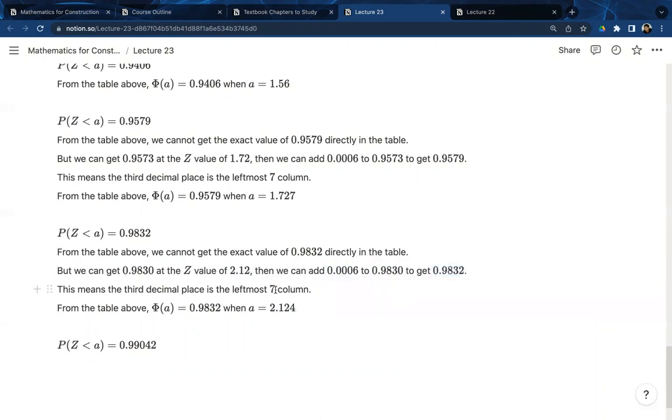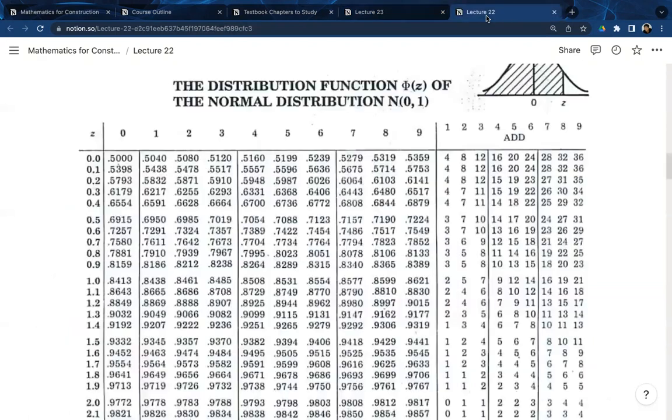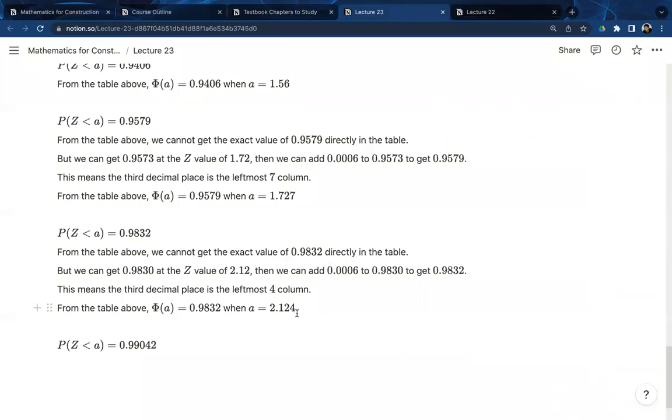The third decimal place had to be in the 4th column, the leftmost 4 column, because it's the leftmost 4 column that has the 2. You take any smallest one. You can use 4, 5, or 6, right? But we're using the 4. That's this 2 down here. So 2.12, 2.124. Right, 9830 to 2.124. So that's nice there.